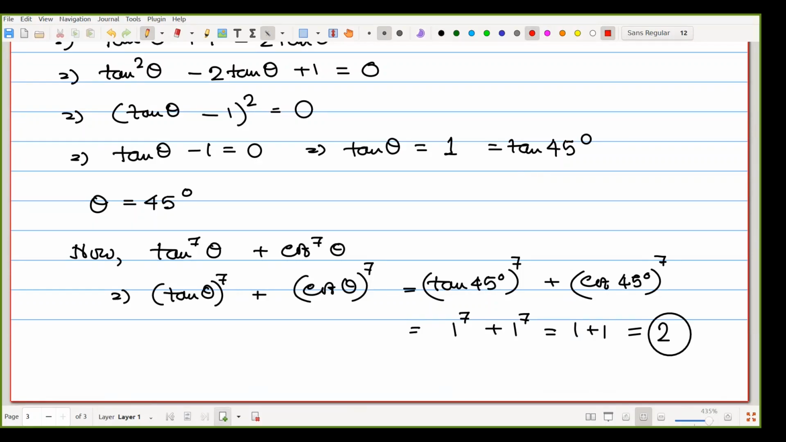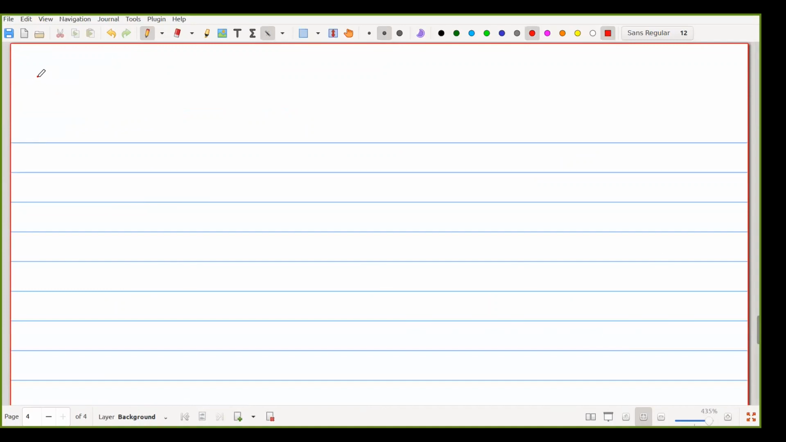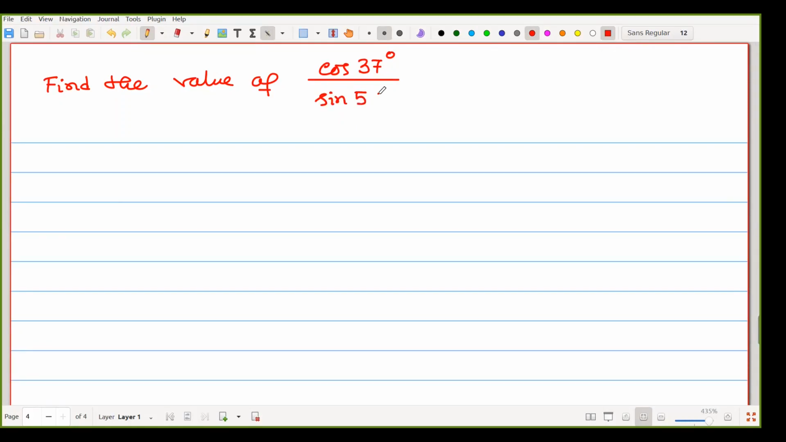Next problem. Here that is something different. Find the value of cos 37 degree divided by sine 53 degree. Now those are angles which are not 0, 30, 60 or 45, 90 like that.